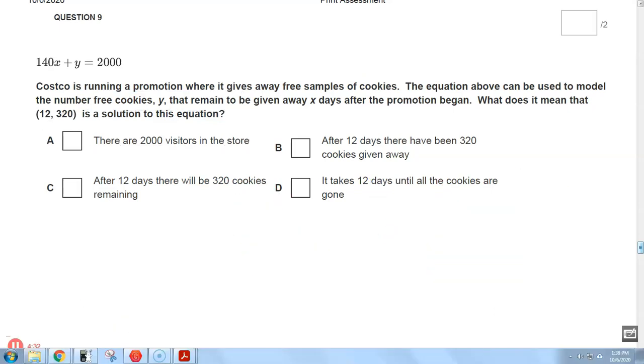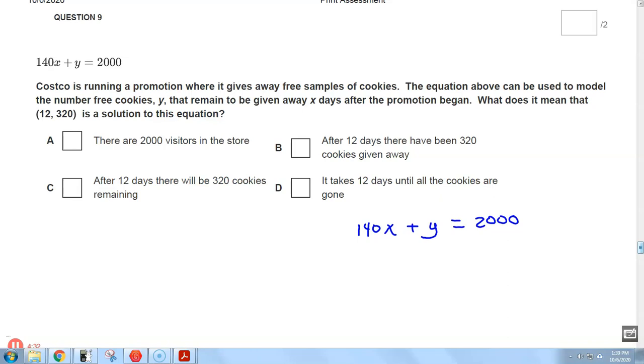We have an equation, 140x plus y equals 2,000. Let's just pop that in here: 140 times x plus y equals 2,000. Notice right now, it is not in slope-intercept form. It's in standard form because x and y are on the same side.